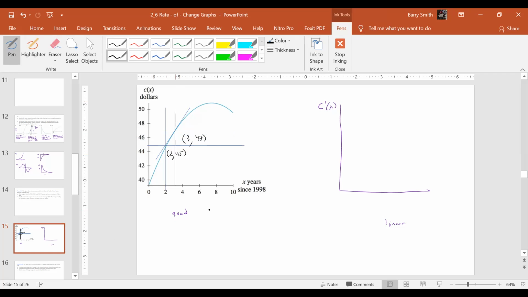And then that gives us our slope for that line. So the slope is going to be 47 minus 45 over 3 minus 2. So that's going to be 2 over 1. So that slope's about 2. And so now we're going to have to do all that again.